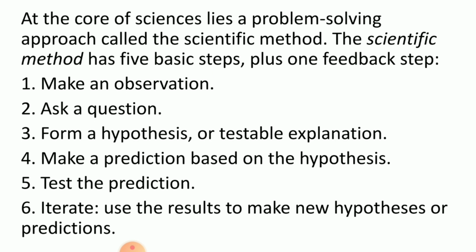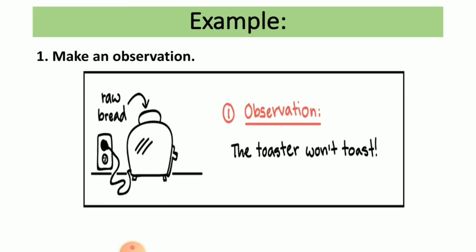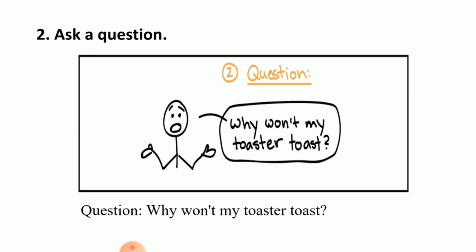For us to further understand the scientific method, let us have an example, which is entitled Failure to Toast. Let's suppose that you get 2 slices of bread, put them into the toaster, and press the button. However, your bread does not toast. So, for the observation, the toaster won't toast. Then, ask a question. Why won't my toaster toast?